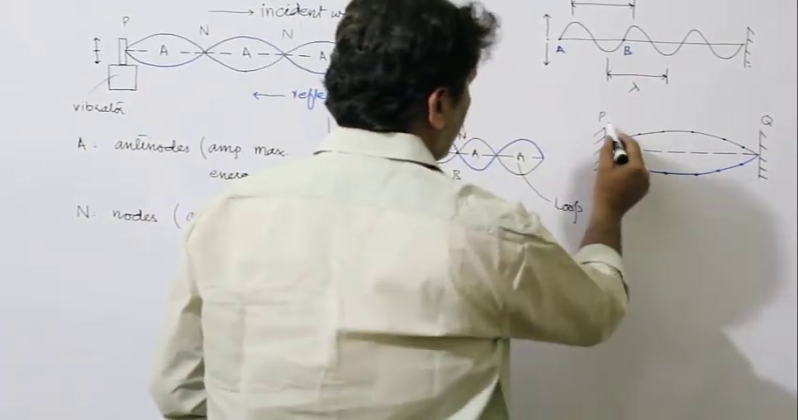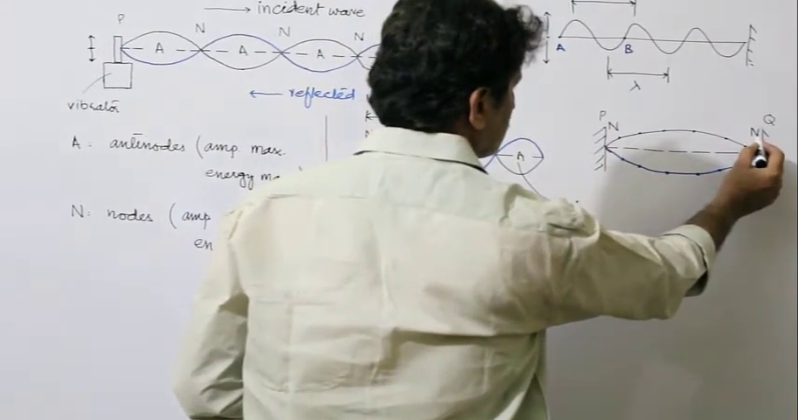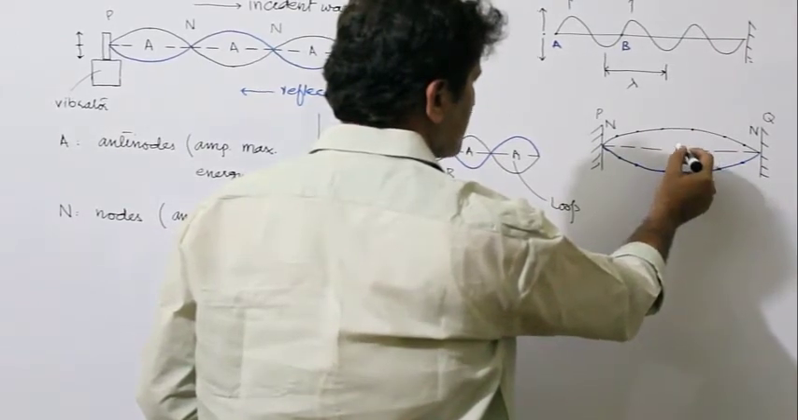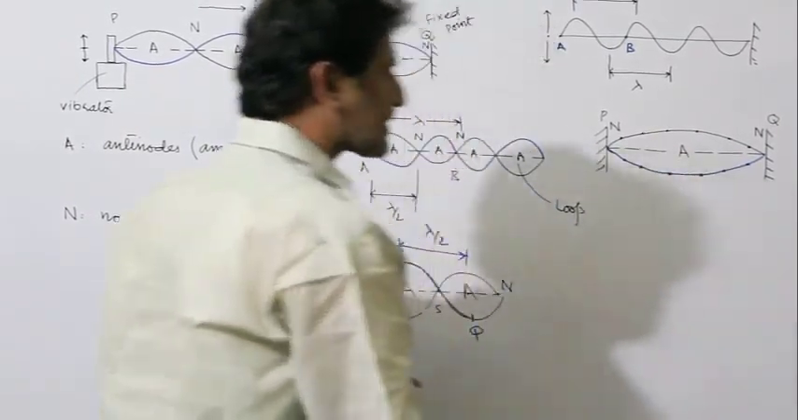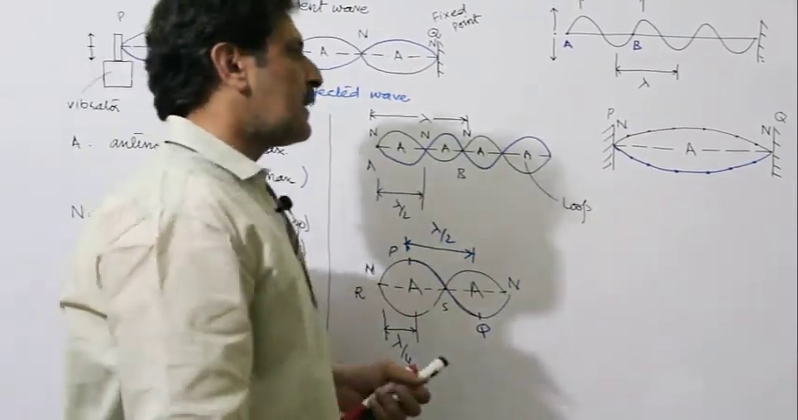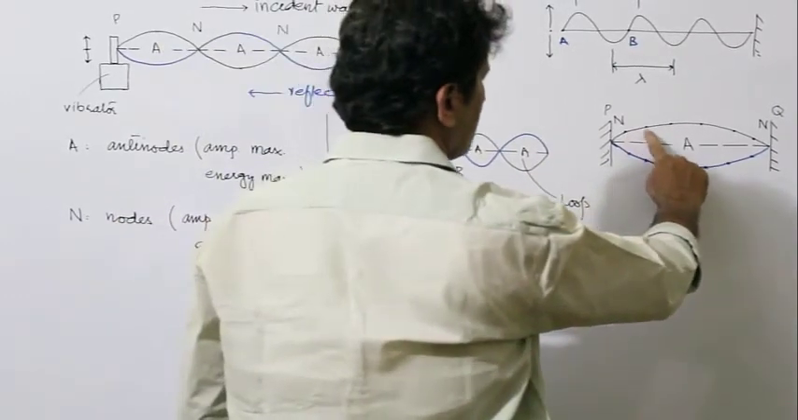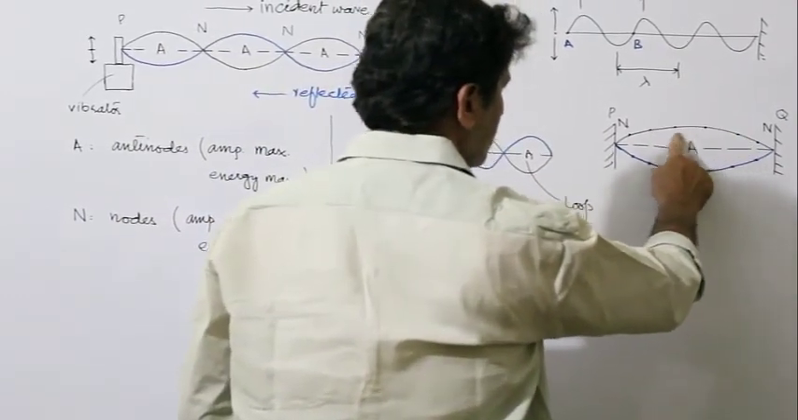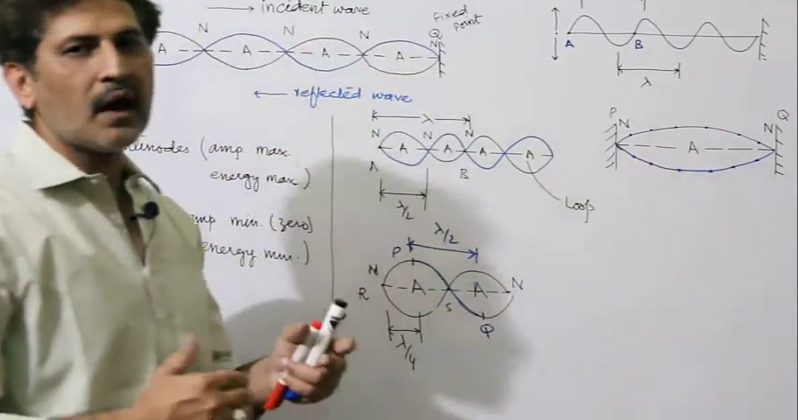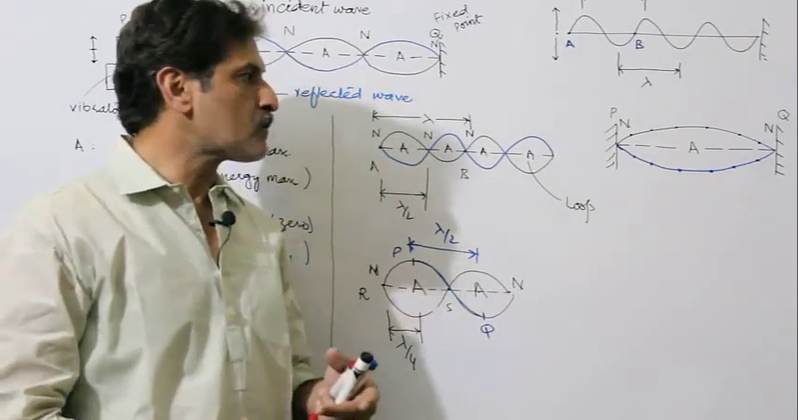And now at the fixed end, a node will be formed here, and at the middle position where the amplitude is maximum, this position is called the antinode, where the energy is also maximum. So if we describe the phase difference between the particles existing in the loop here on the string, these are same phase particles because they are moving simultaneously from the same position.